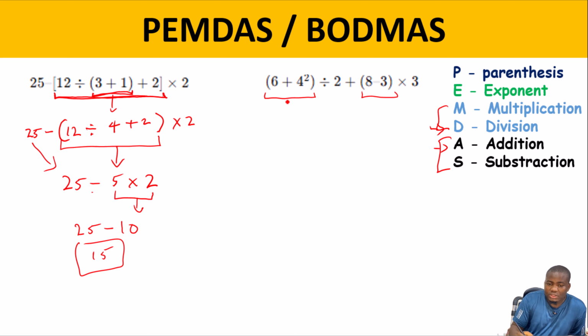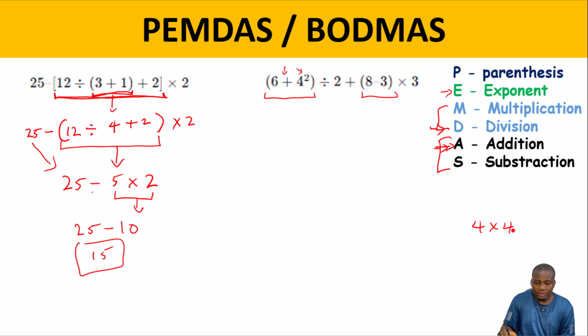So, we want to solve the first parenthesis. But there are 2 operations here. We have addition and we have exponent. So exponents come before addition. So we do the exponent first. 4 to the power of 2, that is 4 times 4. And 4 times 4 is 16. So we have 16 here. But we can just add it to 6 and that gives us 22. Since we have a single number, we don't need to put the parentheses again.